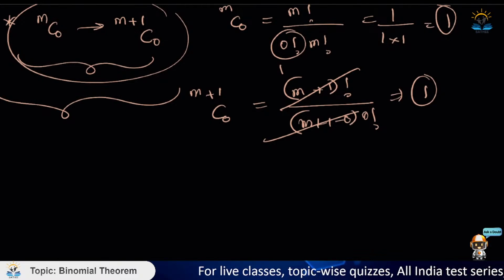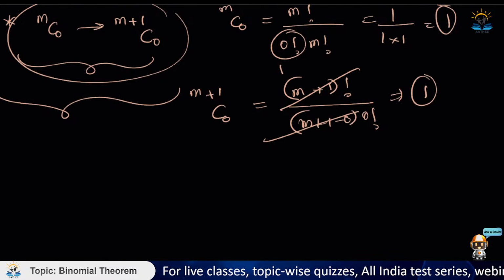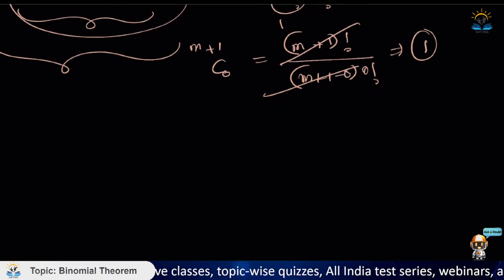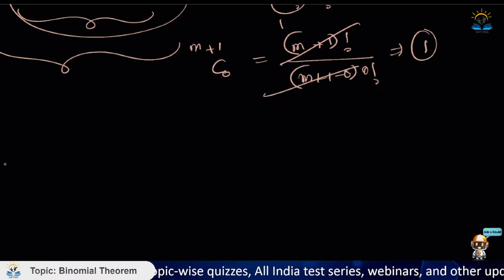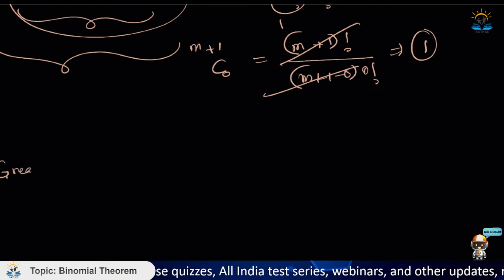So we can represent both of them as the same. Now, in order to find the greatest term in the binomial expansion, we will have to find out the greatest term.